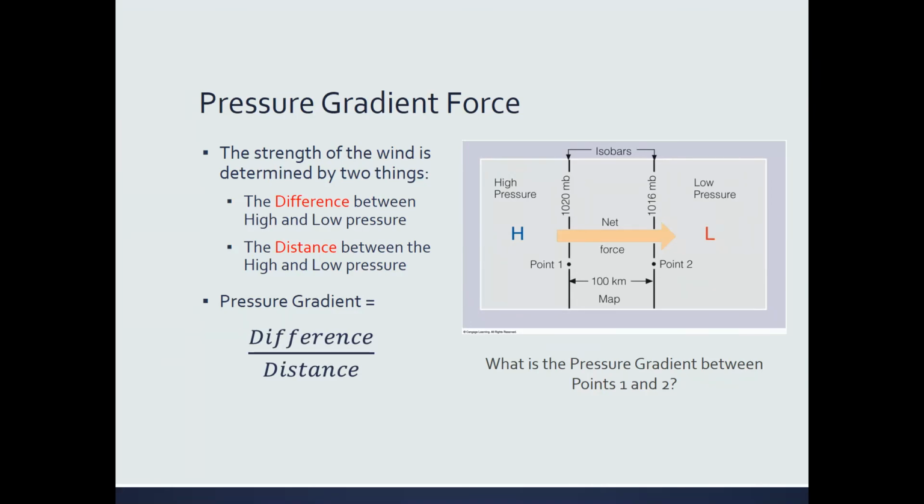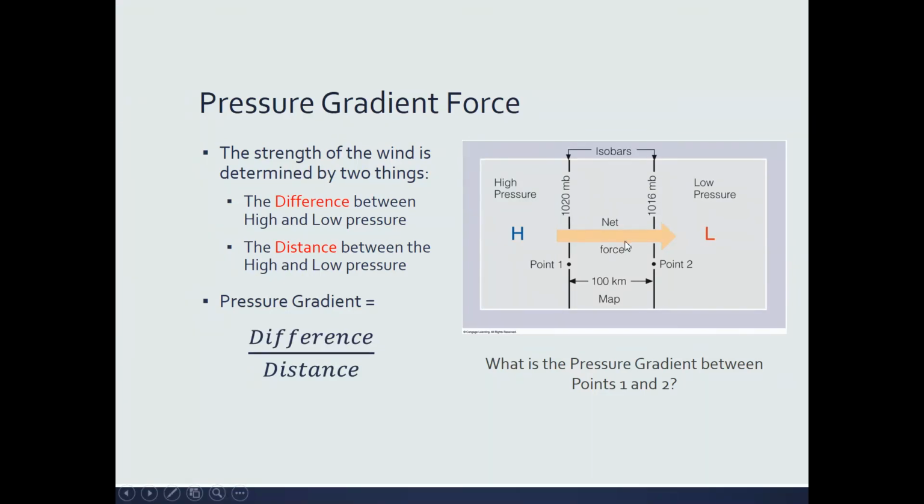Now, take a moment and ask yourself this. What if I were to double the difference? Leave the distance alone, but what if I were to double the difference? Instead of 4 over 100, it would now be 8 over 100. So by increasing the difference, I've increased the pressure gradient.